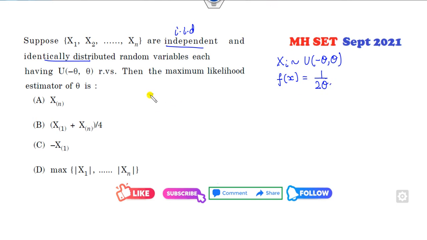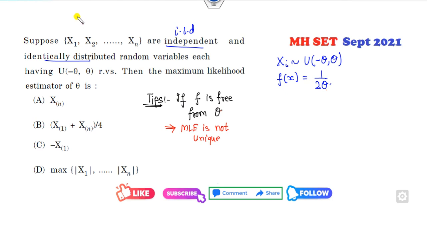Firstly, I will give you a tip. If the PDF is free from the unknown parameter, if f is free from theta, then the MLE is not unique. And if it is dependent on theta, then the MLE is unique. And you can see it is not free from theta. That means the MLE is unique.